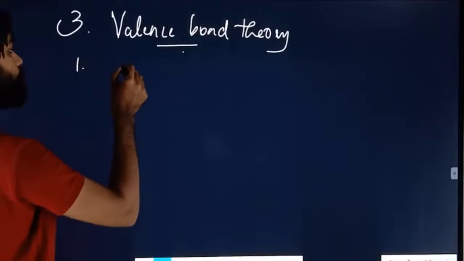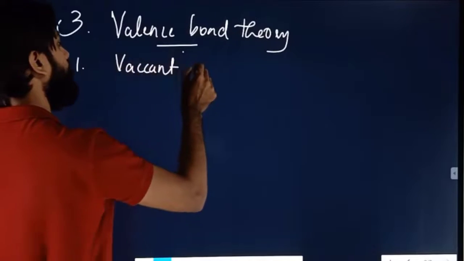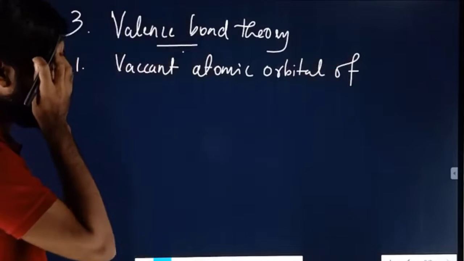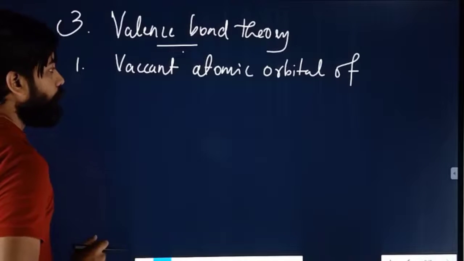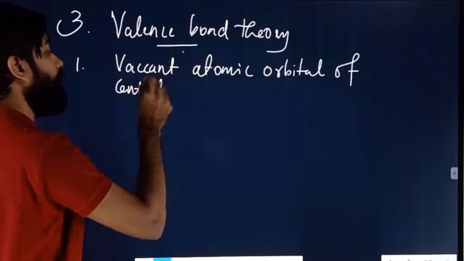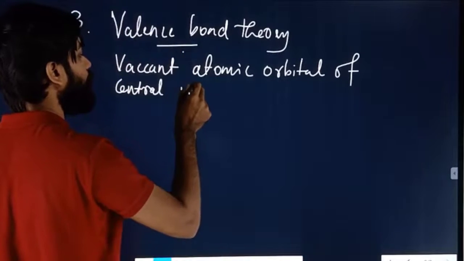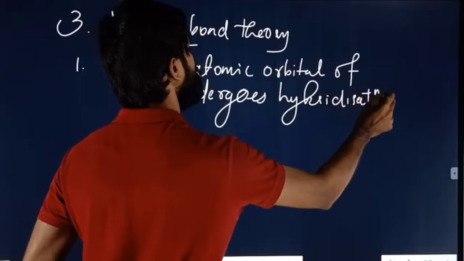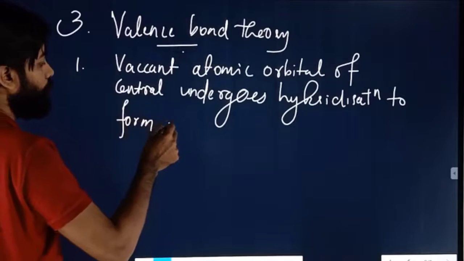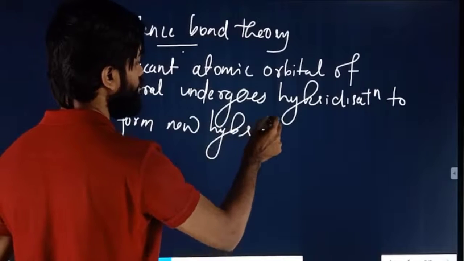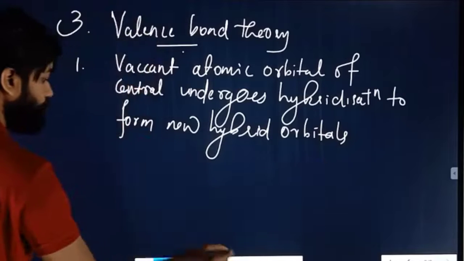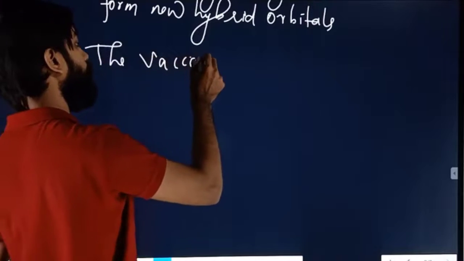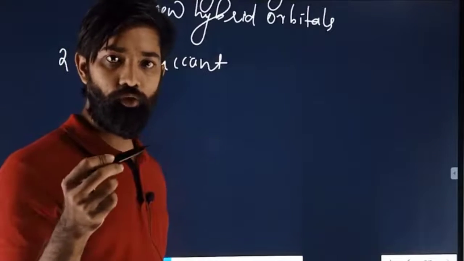So here, the vacant atomic orbitals of the central atom undergo hybridization to form new hybrid orbitals. You know the concept of hybridization, we already discussed it in chemical bonding. The vacant atomic orbital of the central atom is not half filled, it is vacant. To these vacant hybrid orbitals your ligands donate, or your ligands form the coordinate bond.